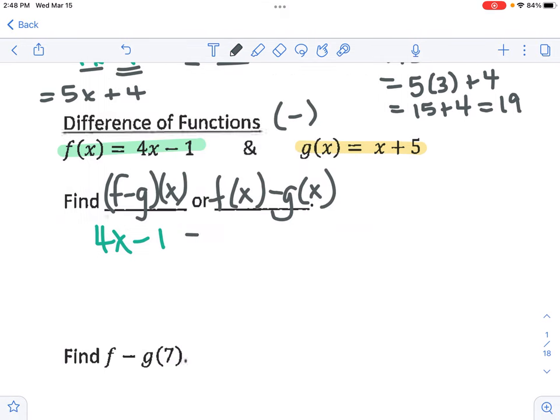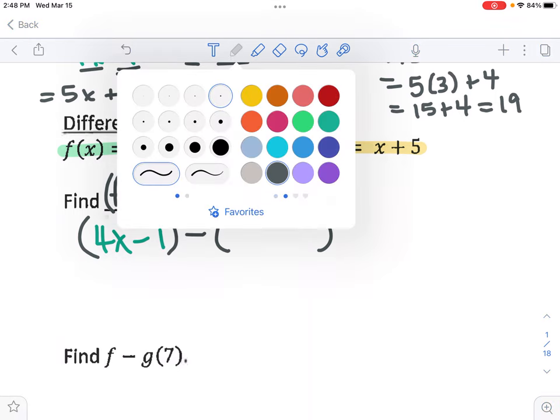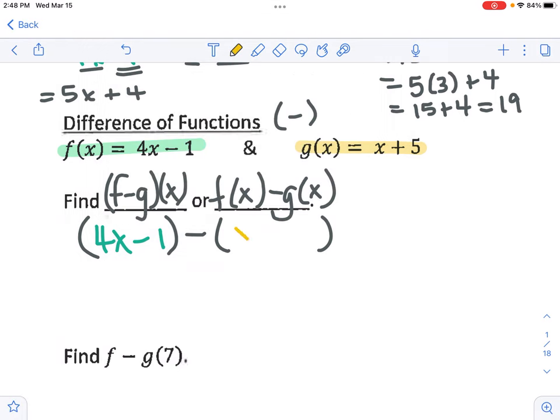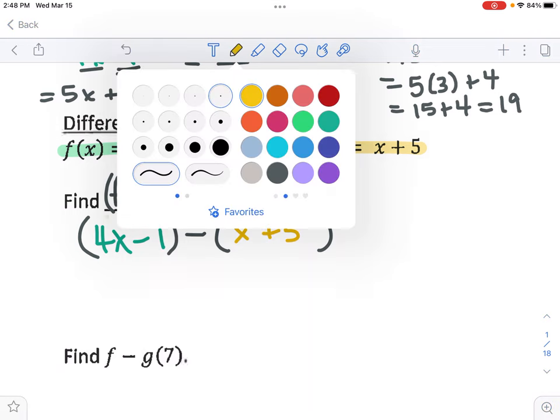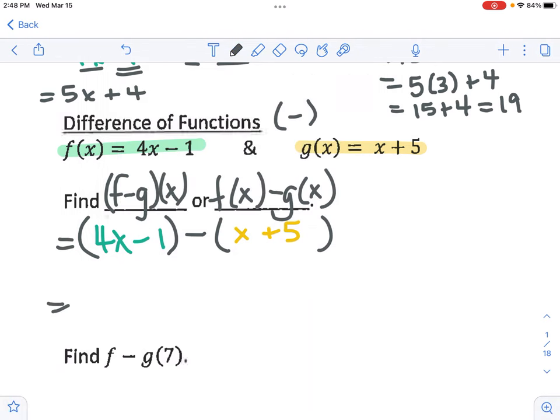Well, when I'm subtracting, I'm going to probably throw this into some parentheses here to remind me that I'm subtracting the whole quantity. All right, so I'm going to subtract g of x, or x plus 5. All right, so now I'm going to combine some like terms. So if I'm going to deal with 4x minus x, that gives me 3x, and negative 1 minus 5 gives me a negative 6.